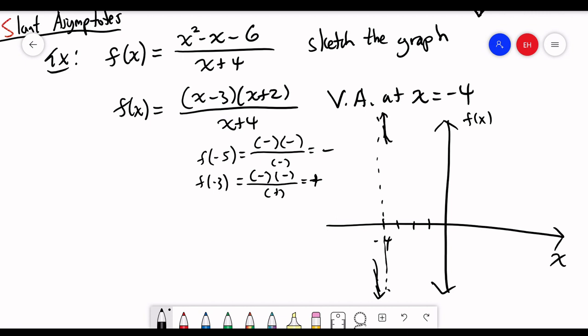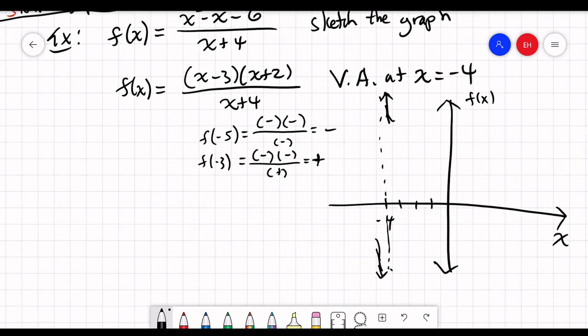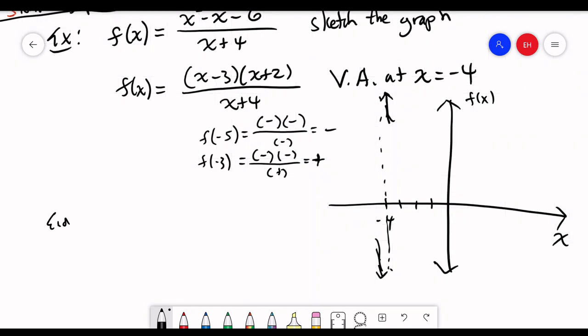Okay. And I recommend you do that whenever you sketch your vertical asymptote. Just test an x on either side so you know if it's going to positive or negative infinity. And don't waste your time finding the exact number, just if it's positive or negative. Okay, now for the end behavior, we're going to look at, again, using this calculus notation that's going to come up a lot more when we get to the calculus part of the course.